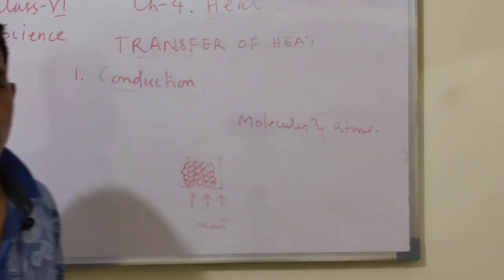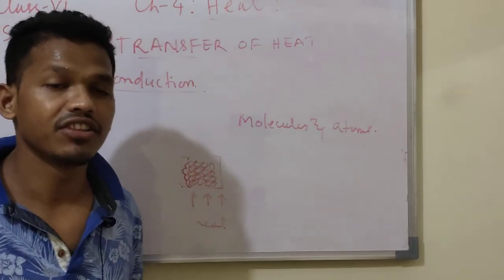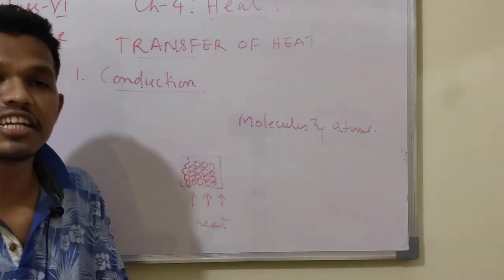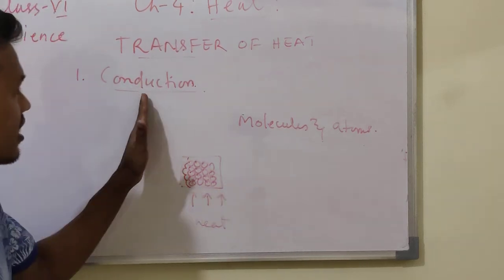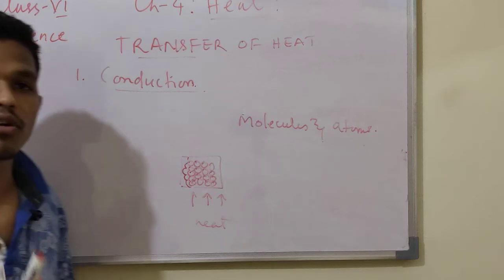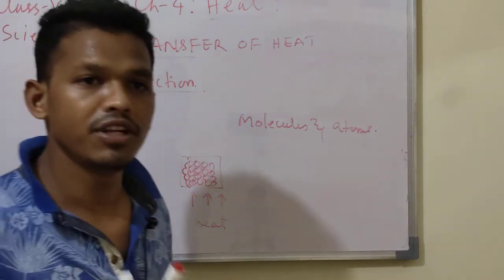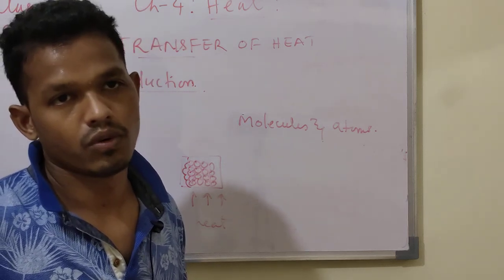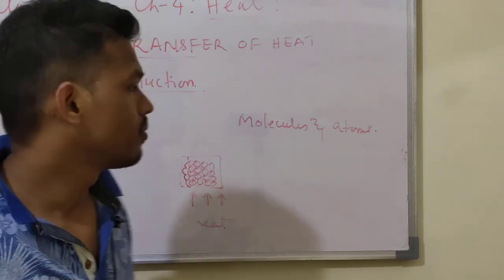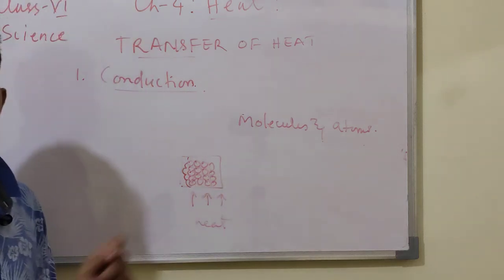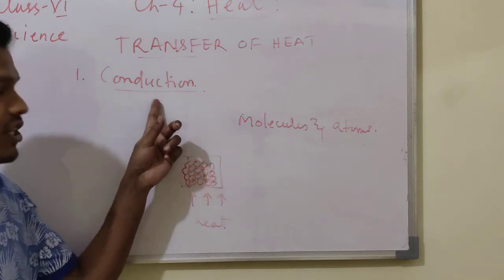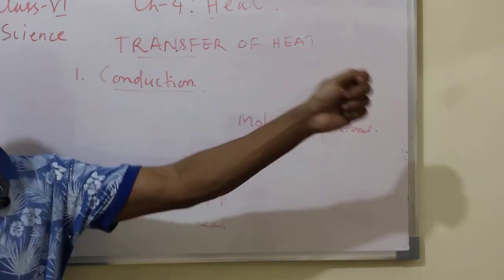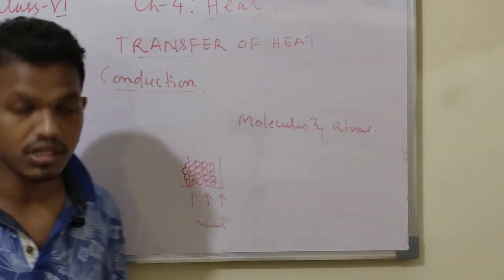Water and air are poor conductors of heat. How they get heated, I will explain next time. So this is how conduction takes place. Conduction means the transfer of heat with the help of a medium, a solid medium, without actual movement of its molecules. It requires a medium, but without the actual movement of the molecules, heat transfers from the hotter region to the colder region. This is known as conduction.